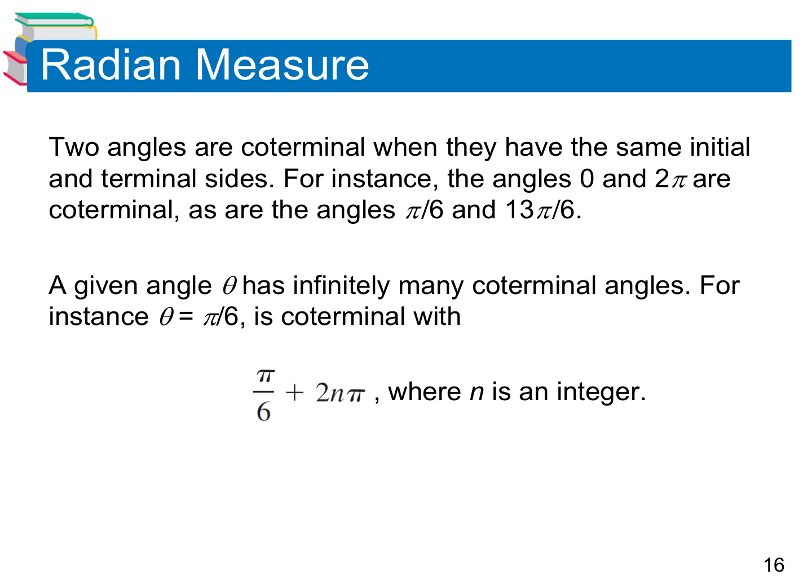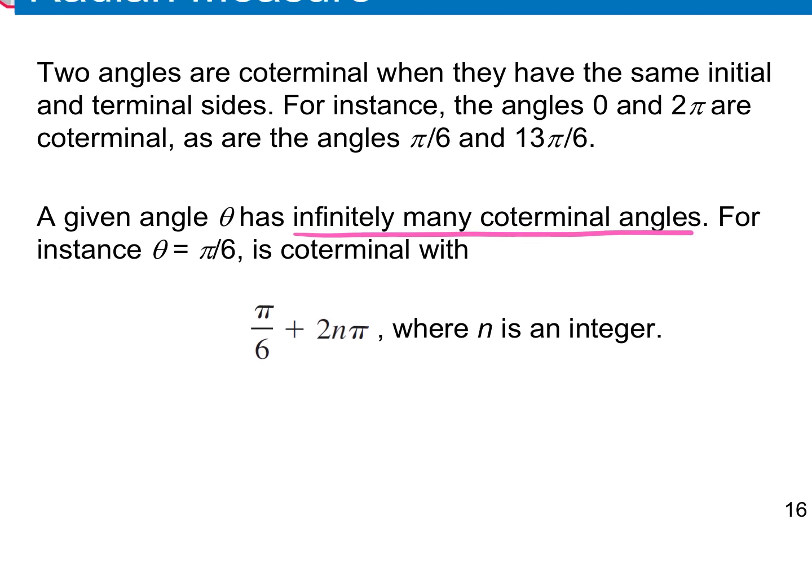So we said before, 2 angles are coterminal when they have the same initial and terminal sides. For instance, the angles 0 and 2 pi are coterminal, as are the angles pi over 6 and 13 pi over 6. An angle has infinitely many coterminal angles. To find coterminal angles, we can add or subtract 2 pi as many times as we want. So if I took pi over 6 and added 2 pi to it, it did the math for us, which is how it got 13 pi over 6.